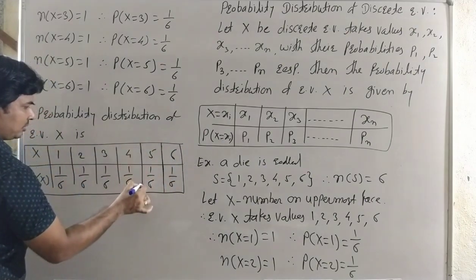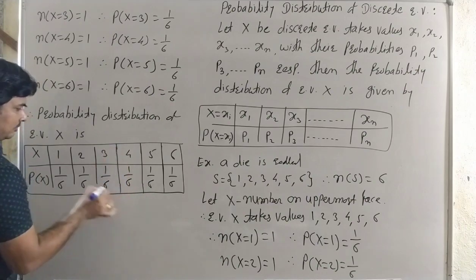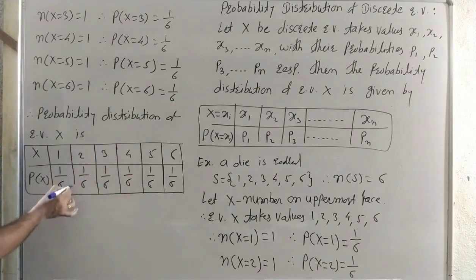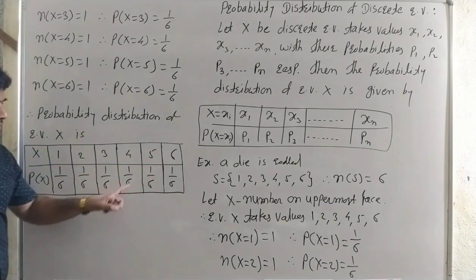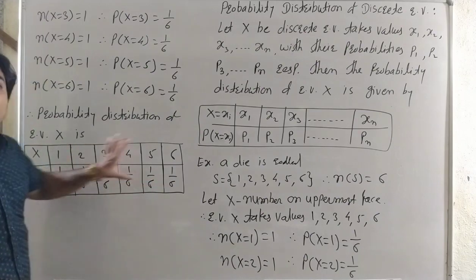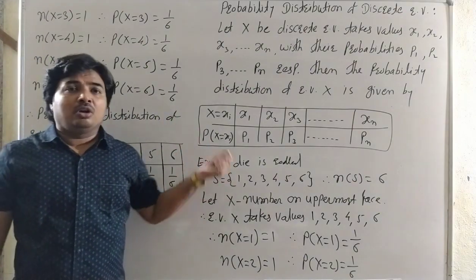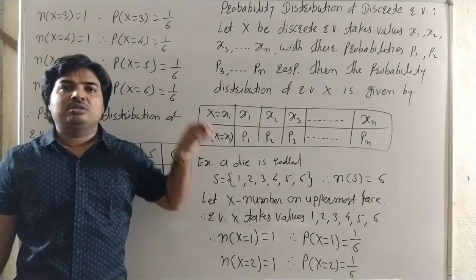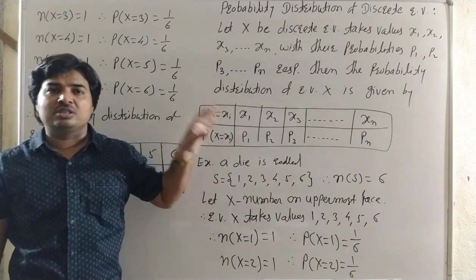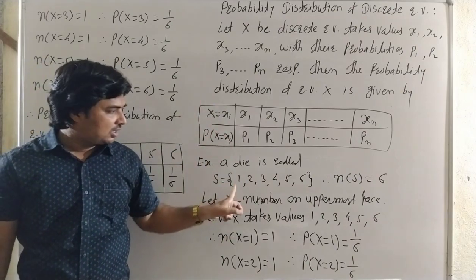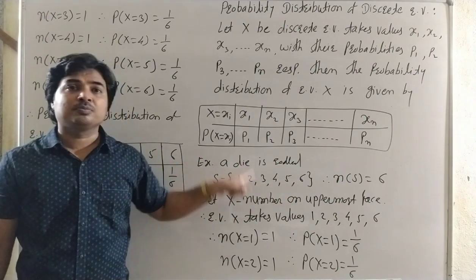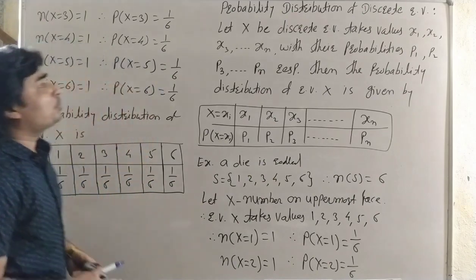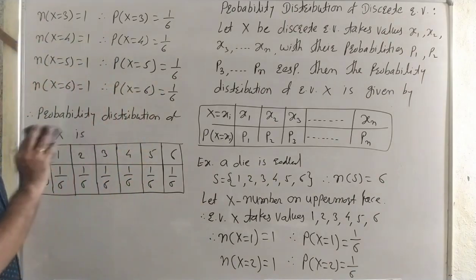See carefully this. Here x takes values 1, 2, 3, 4, 5 and 6. There are 6 values x1, x2, x3, x4, x5 and x6, with probabilities p1, p2, p3, p4, p5 and p6. It is a probability distribution table of the number on the uppermost face when a single die is rolled. Then there are 6 possibilities. Now it is a probability distribution of a discrete random variable.